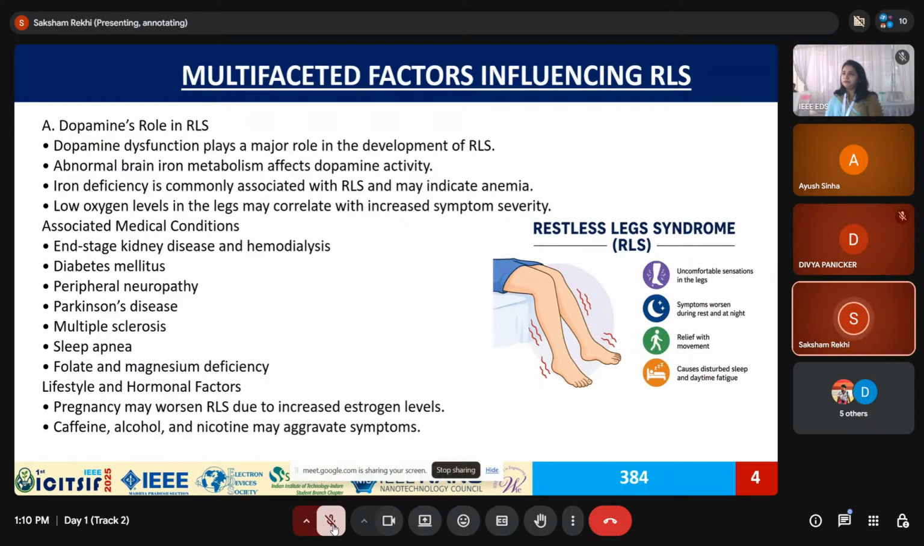Associated medical conditions include end-stage kidney disease and hemodialysis, diabetes mellitus, peripheral neuropathy, Parkinson disease, multiple sclerosis, sleep apnea, folate and magnesium deficiency. There are various lifestyle and hormonal factors; pregnancy may worsen the RLS due to increased estrogen levels. Caffeine, alcohol, and nicotine may aggravate symptoms.